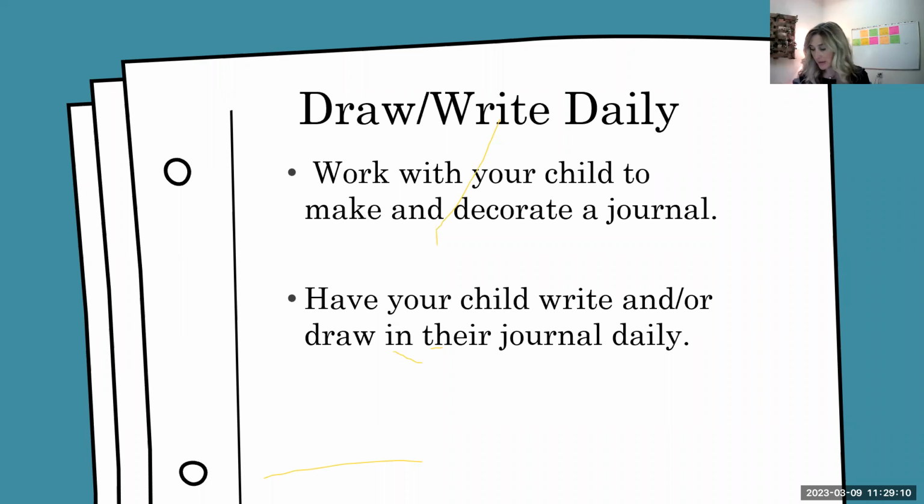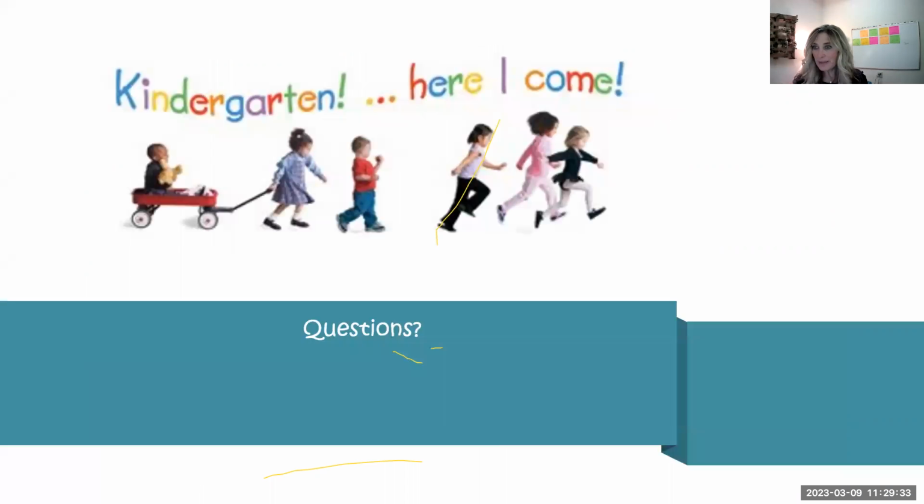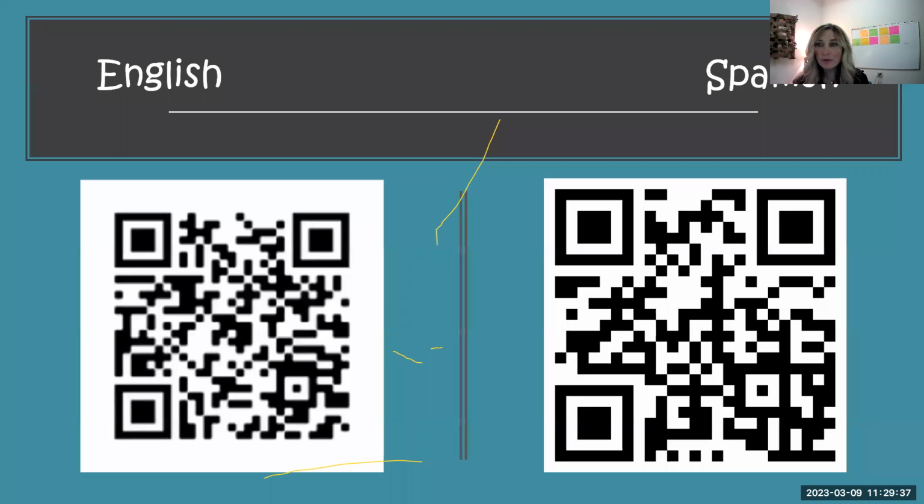But the idea is to really promote writing with your child, whether it's drawing pictures. Some kids are in that stage where they are scribbling, and that's okay too. That is writing for them and for their age. And so if they're not necessarily writing words or writing the correct sound with the word they're writing, that is okay.